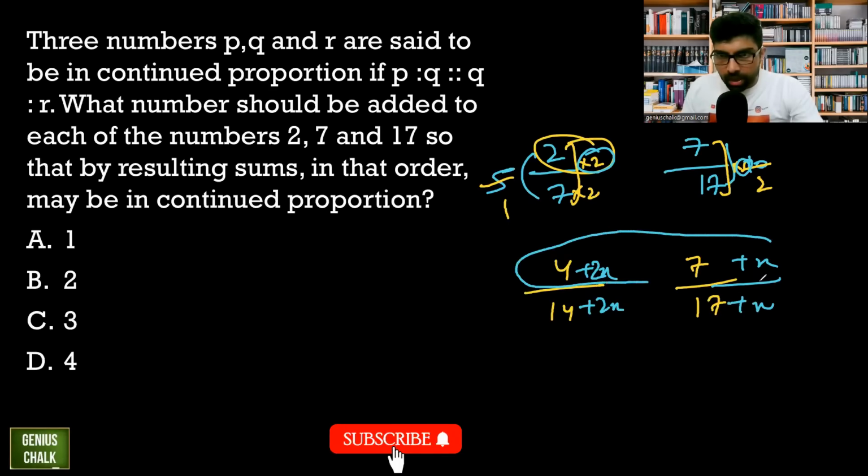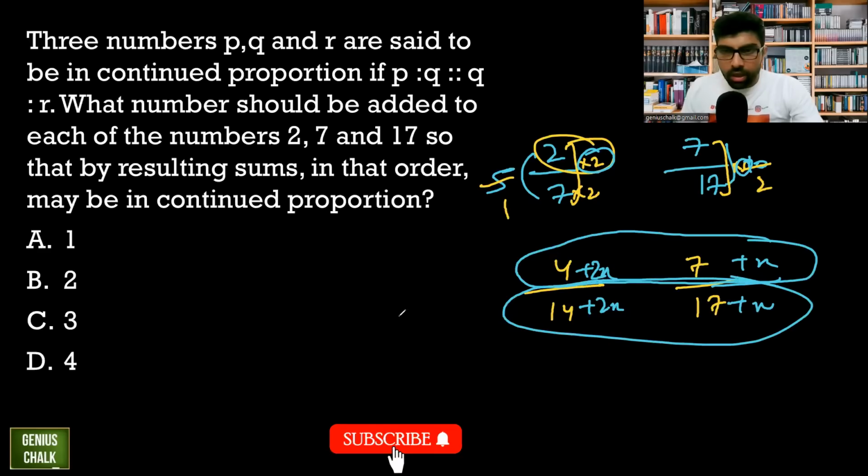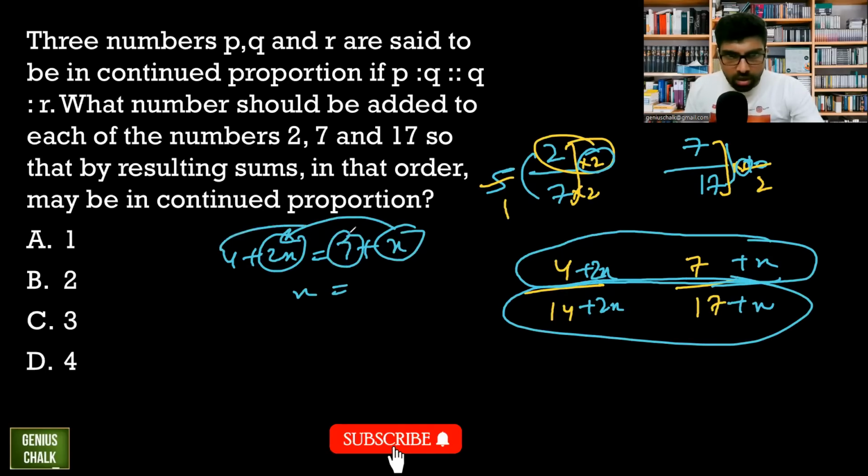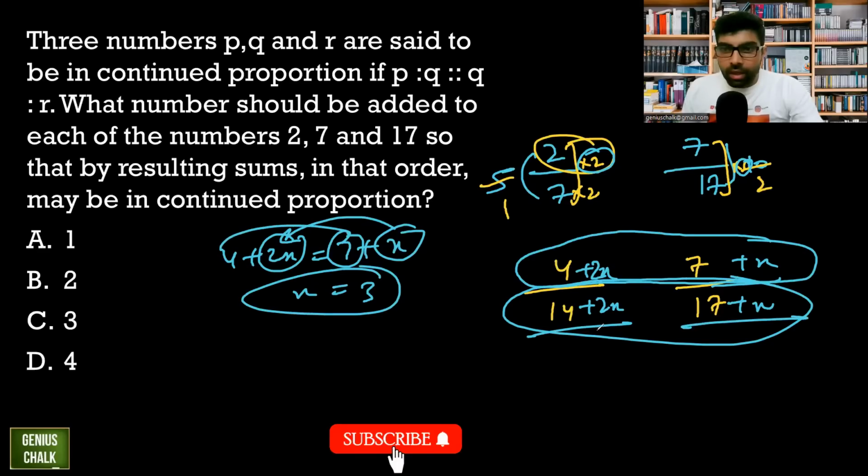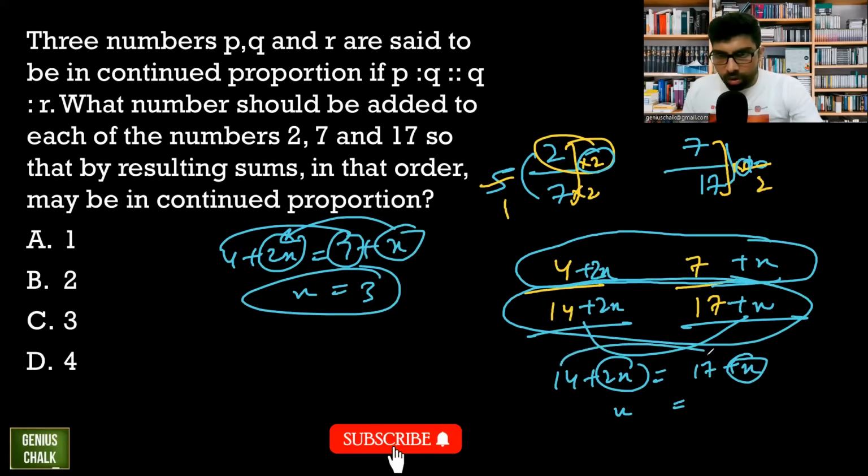Now you can compare either the numerator or the denominator. So we can say 4 plus 2x is equal to 7 plus x. So this becomes 2x, this is x. So this goes this side, left is x. This goes this side, x is equal to 3. Similarly, if you compare denominators also, it will give you the same result. You will be surprised to know this. 2x and x, 14, 17, it is 3. That was my answer. So this is the method.